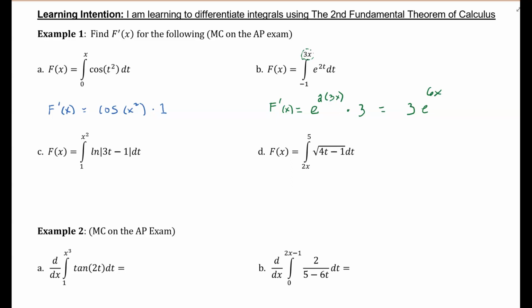Now, they're going to start to scare you. These functions are going to start to get really ugly, and you're going to freak out. You're like, I don't know how to integrate that. I don't know how to differentiate that. I'm scared. Well, don't be. You're taking the derivative of the left side. You're taking the derivative of the right side.